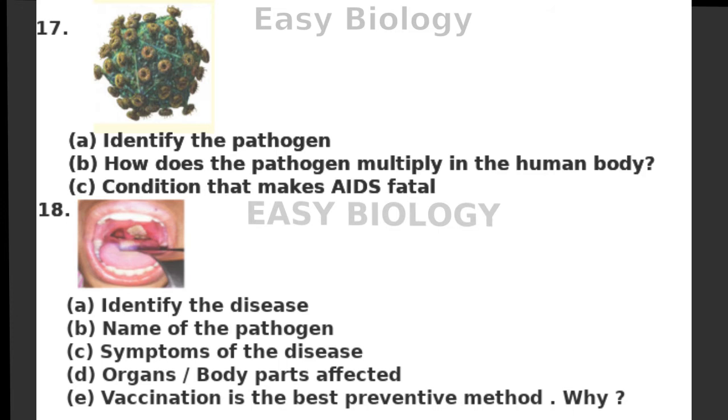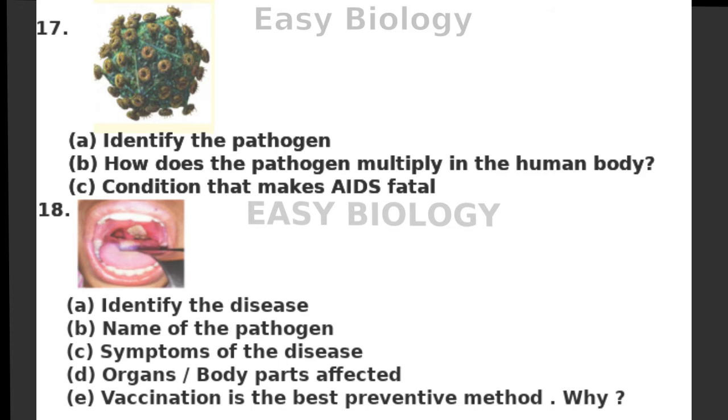Question 17c. Condition that makes AIDS fatal. Answer. HIV enters the body and multiplies using the genetic mechanism of lymphocytes. The number of lymphocytes decreases. It reduces the immunity of the body. Various other pathogens enter the body, and this makes the condition of AIDS more fatal.